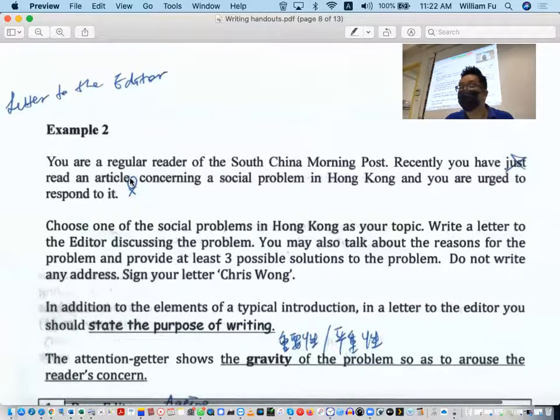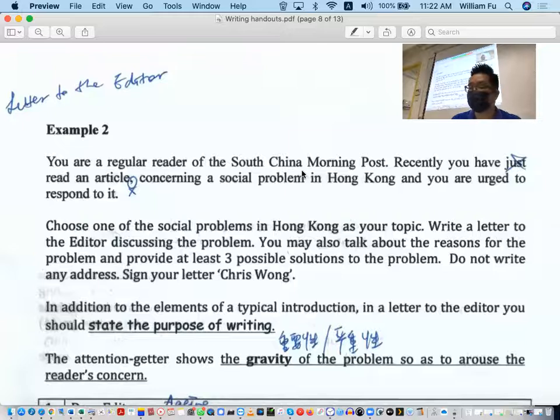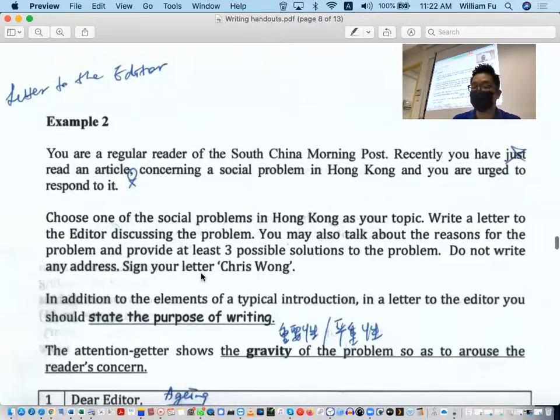First, we go through the topic. Now, you are a regular reader of the South China Morning Post. Recently you have read an article concerning a social problem in Hong Kong, and you are urged to respond to it. Choose one of the social problems in Hong Kong as your topic. Write a letter to the editor discussing the problem. You may also want to talk about the reasons for the problem and provide at least 3 possible solutions. Do not write any address. Sign your letter Chris Wong.